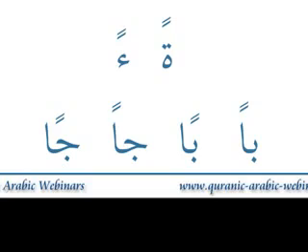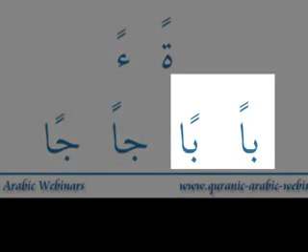Now, what we're looking at here in the example is the letter Ba with fathatain. So again, they'll add an alif, and we've put it here twice, and you'll see that the fathatain between the two of them is slightly in a different position. In one it's on top of the alif, and on one it's on top of the ba. Both of them are exactly the same.